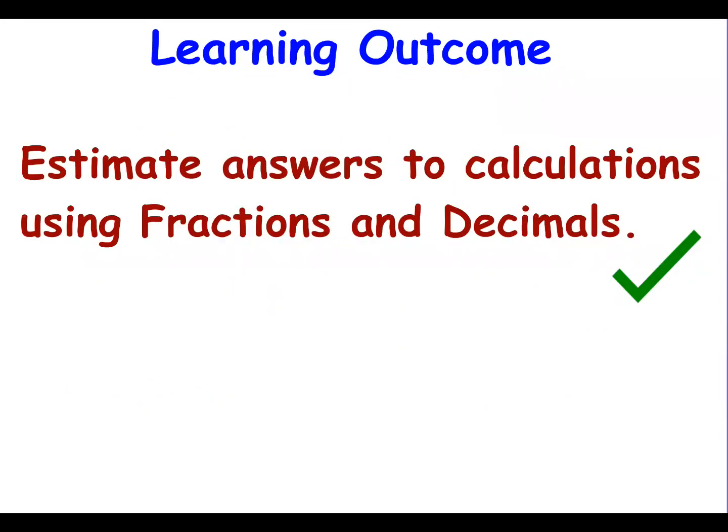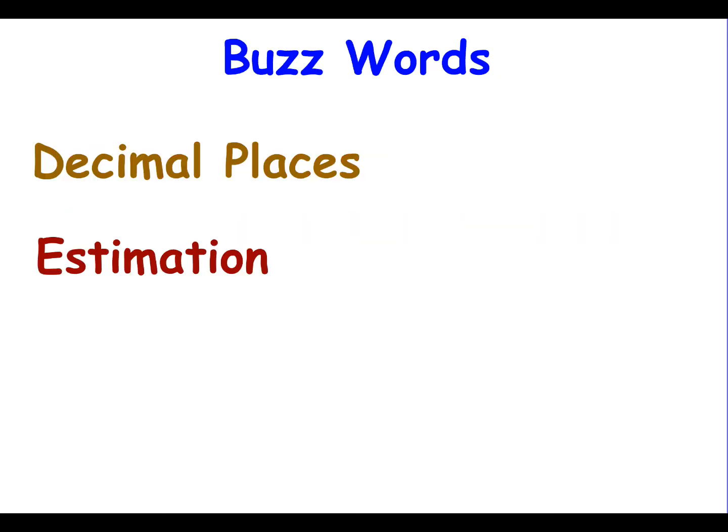And that completes the learning outcome to estimate answers to calculations using fractions and decimals. Buzzwords that we've used in the past. Decimal places means the number of places after the decimal point. So when you're rounding to 2 decimal places, you're interested in the second decimal place. If we were rounding this to 2 decimal places, look at the next number along and it would become 0.35.